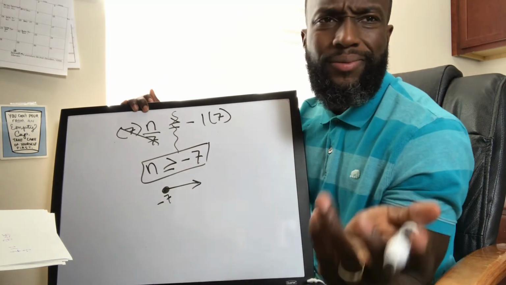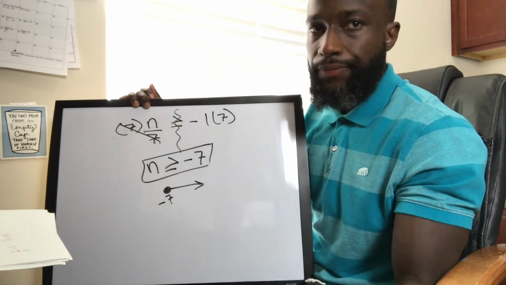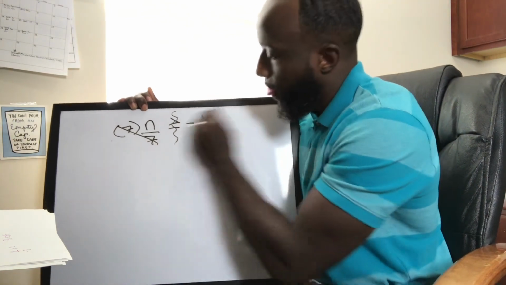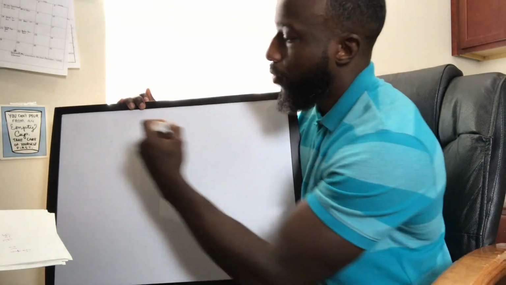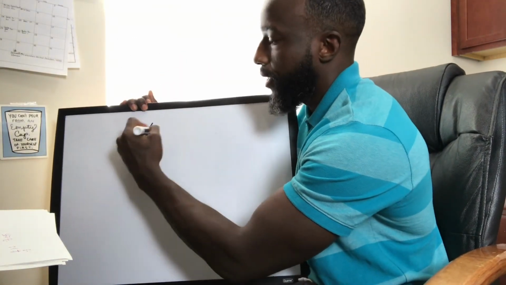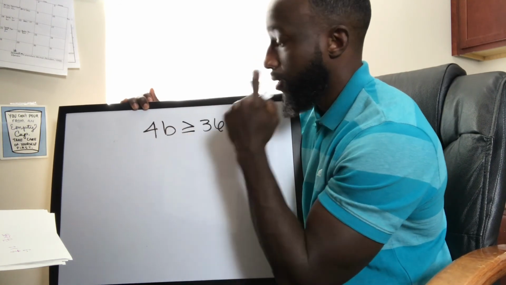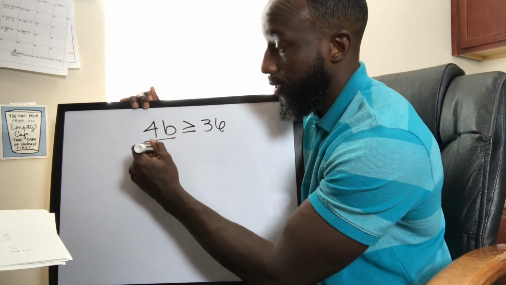That's like the first problem we did. We good so far? All right, we're just getting after it. Let's go a step further. What if I did this? 4b is greater than or equal to 36. All right, here is multiplication, so the inverse would be division.